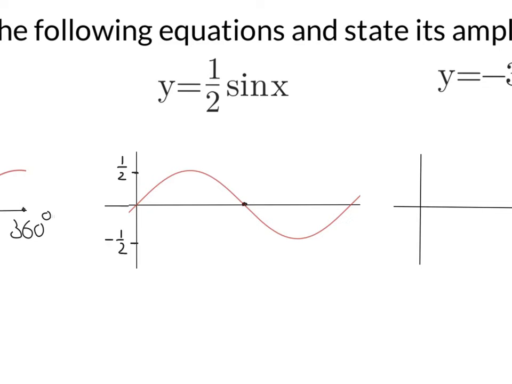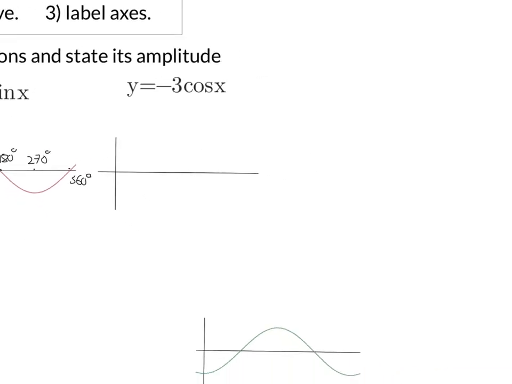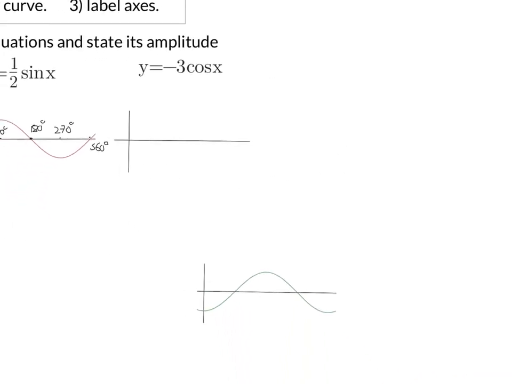So the x-intercepts are still where they were, so 180 degrees and 360. That still means that the maximum point is still at 90 degrees, and the minimum is at 270 degrees. Okay, so on to the last one here. We've got y equals -3 cos x. So draw on the graph of negative cos x.